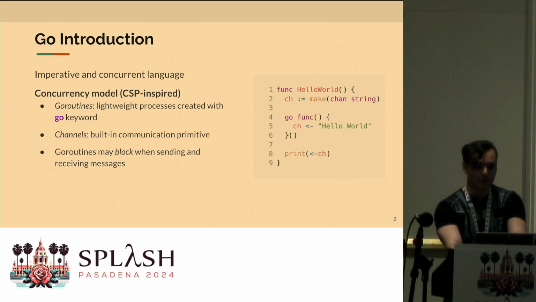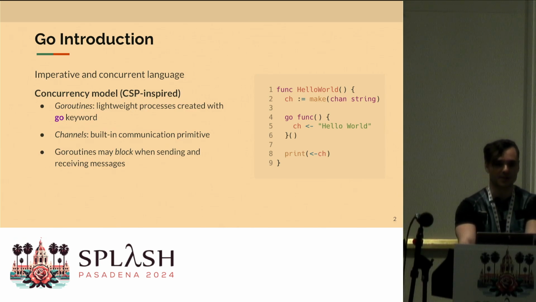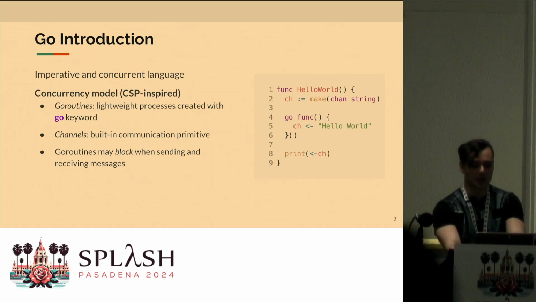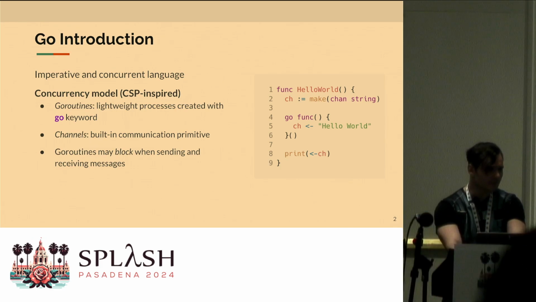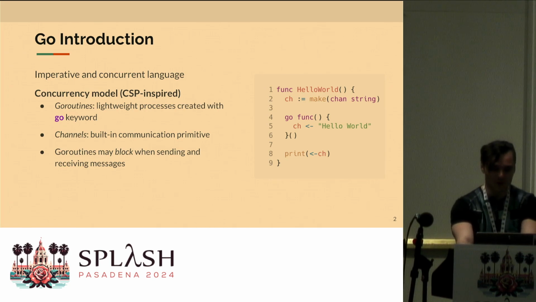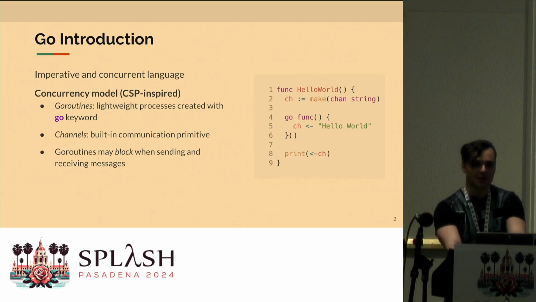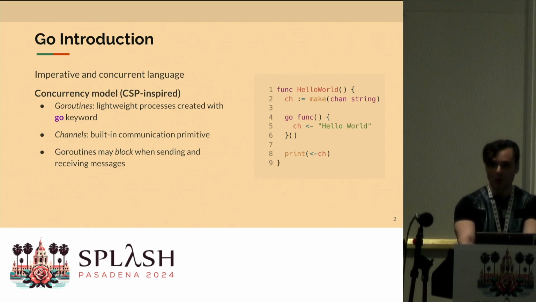Go is a relatively recent imperative and concurrent programming language, and its concurrency model is inspired by communicating sequential processes. In Go, you can very easily create Go routines, lightweight threads in the Go runtime, by prefixing any function call with the go keyword. Go routines may then communicate with one another by sending and receiving messages over channels. And it is common for Go routines to block while performing these communication operations and waiting for a communicating partner.